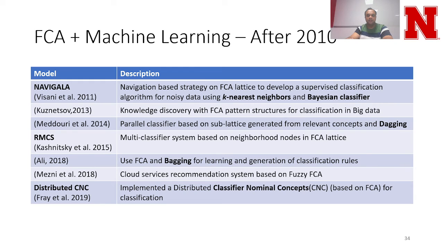And there are some of the recent ones, after 2010, in the last decade, which mostly use parallel classifiers, multi-classification, use of cloud services, and things like that, because of the advent of big data. We had faster machines, and also some of the latest important machine learning concepts like dagging and bagging have been used.